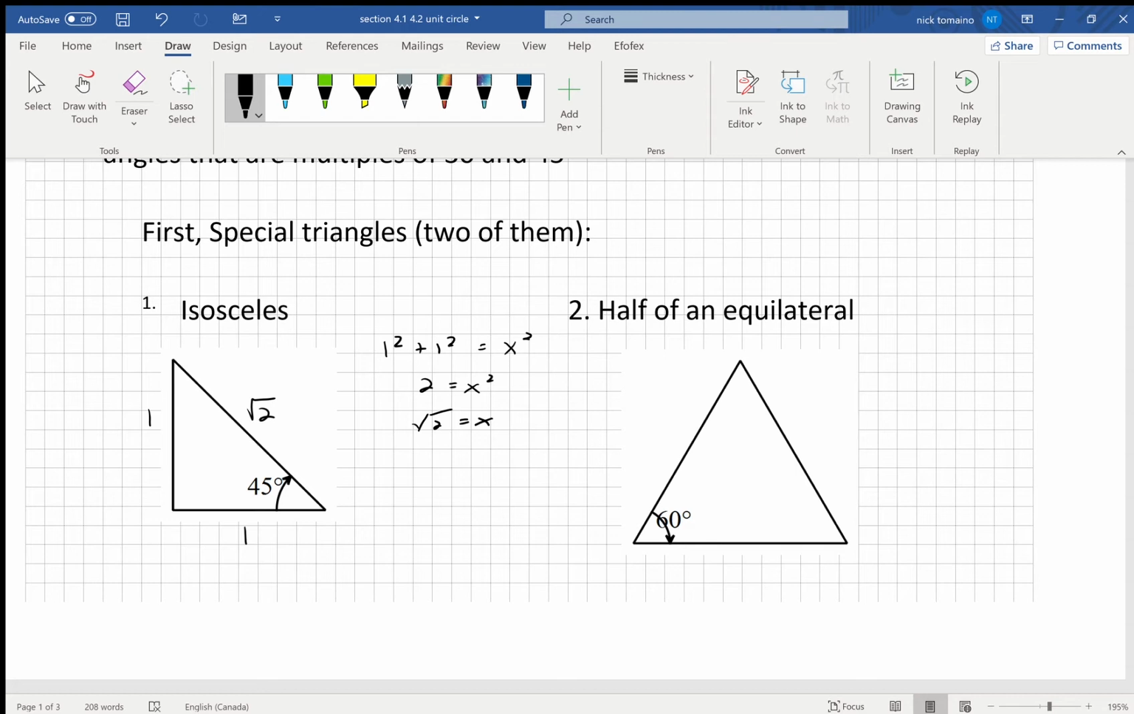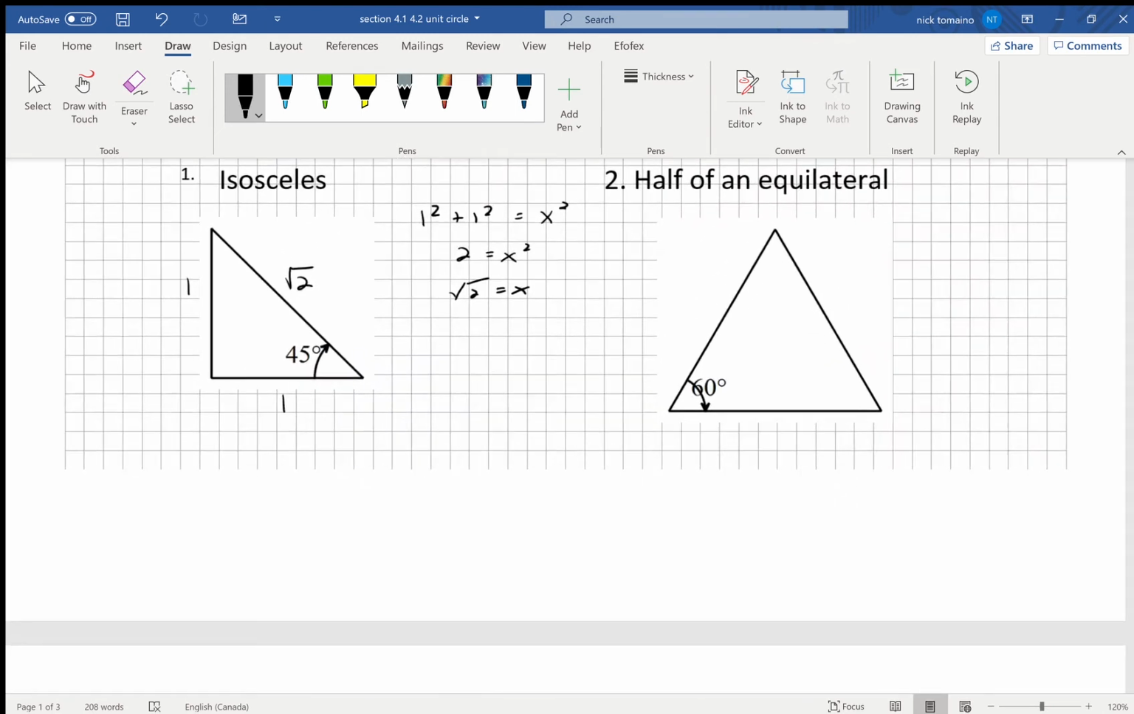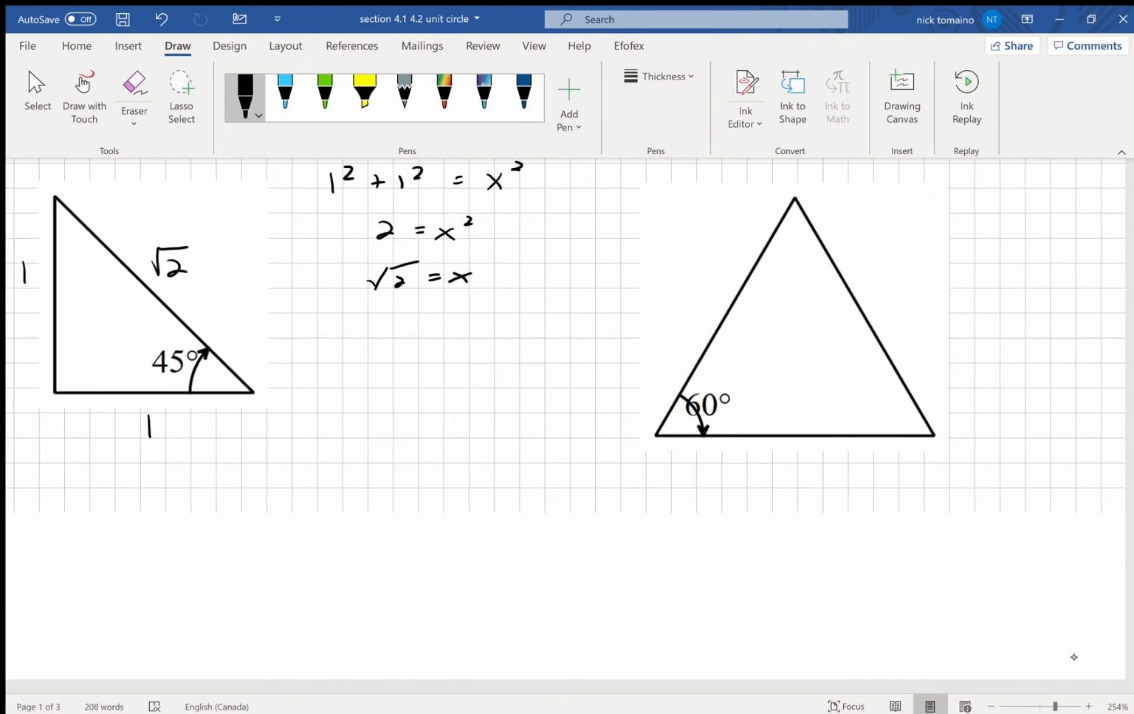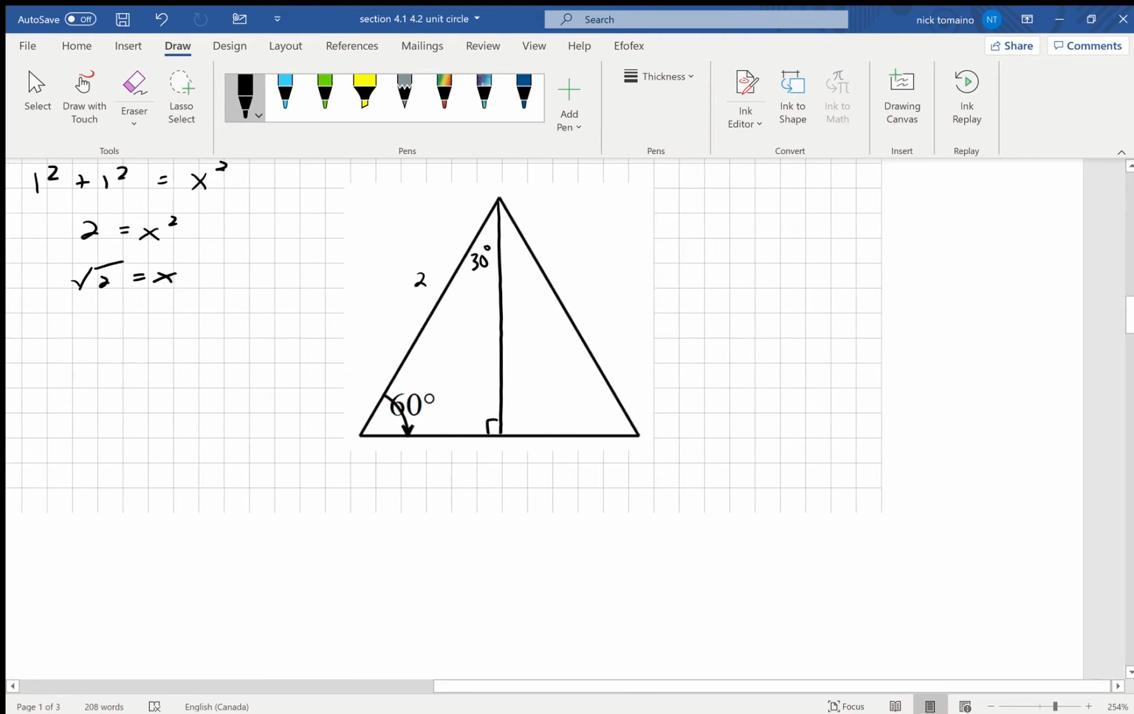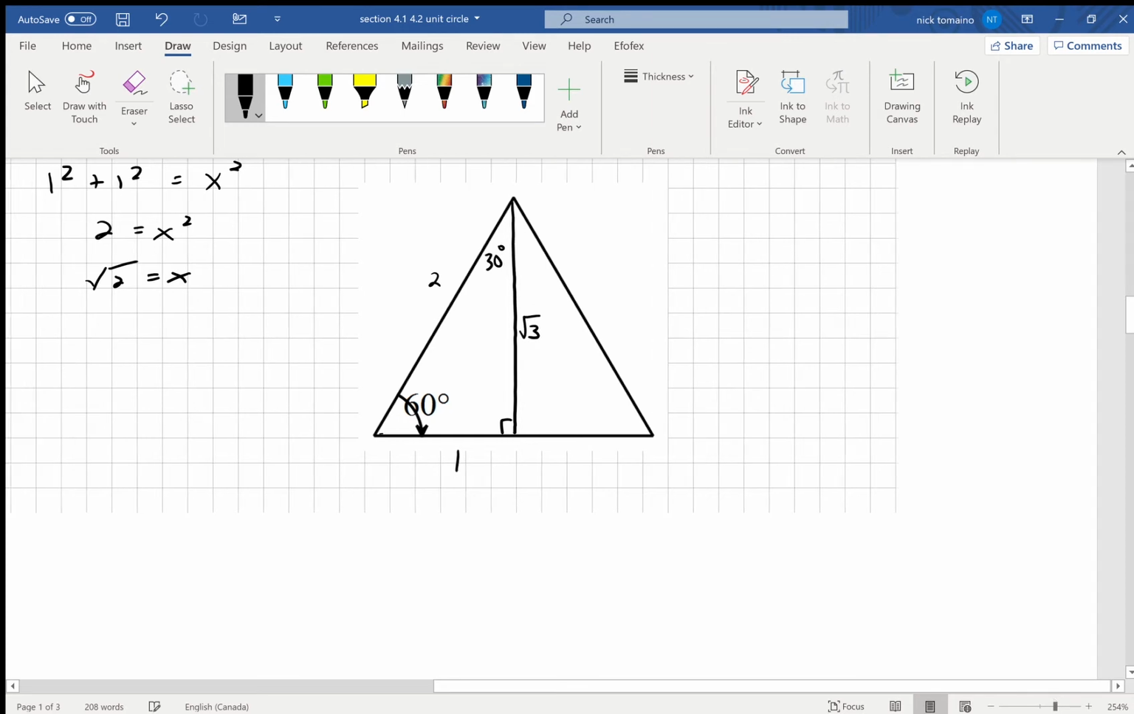Now we have an equilateral triangle, but we're only going to use half of it because that's what we understand: right angle trigonometry. So we're going to draw a line going down. It's 90 there, which means that's 30 degrees there. I'm going to say this one here is 2. So if that's 2, that means that this half here is just 1. And again, Pythagorean theorem is going to give this equal to the square root of 3.